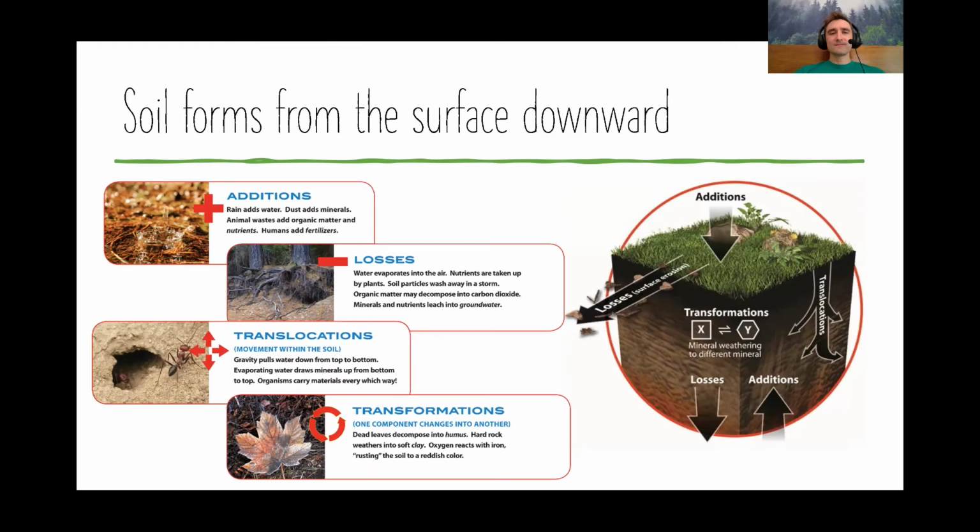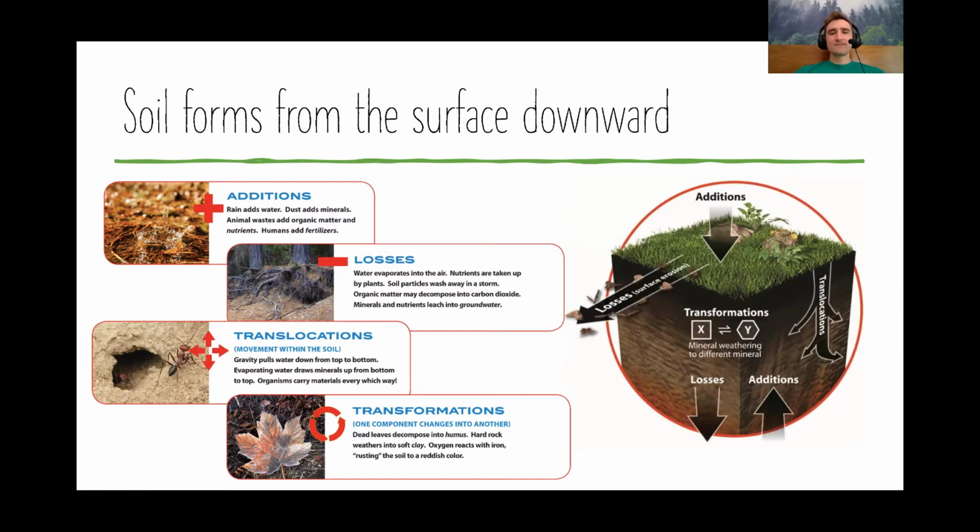There are four primary pathways with which the soil arrives to its present location. And we categorize them in four distinct categories or terminologies. We say there are additions, there are losses, there are translocations, and there are transformations. And this is a simplified understanding of a very dynamic process.